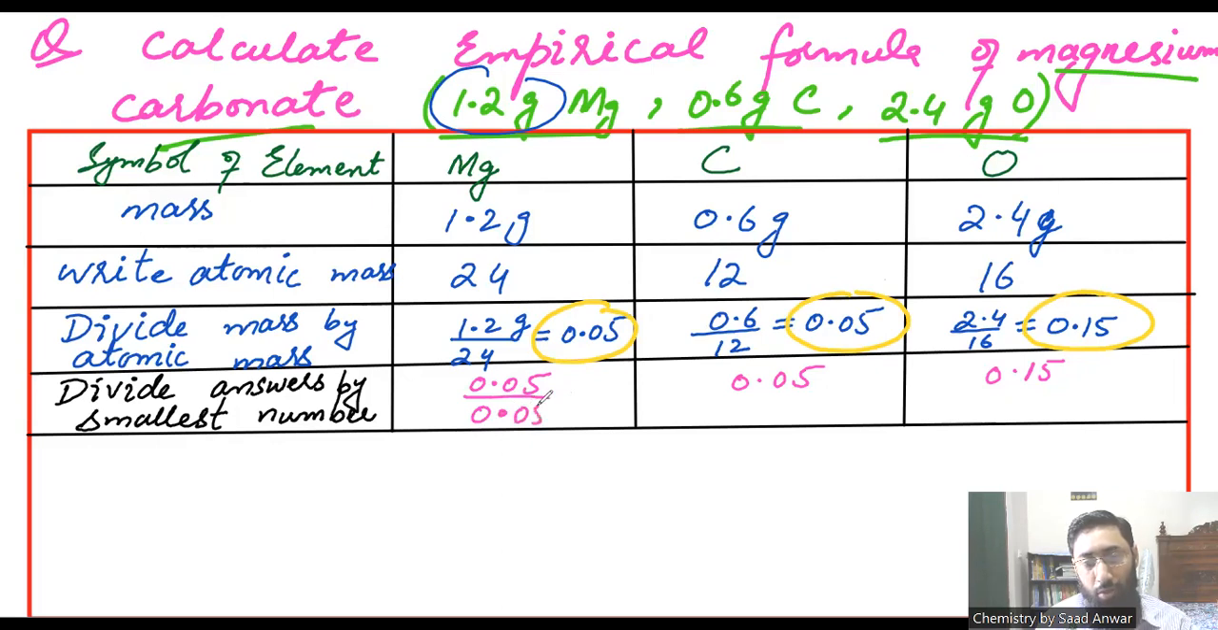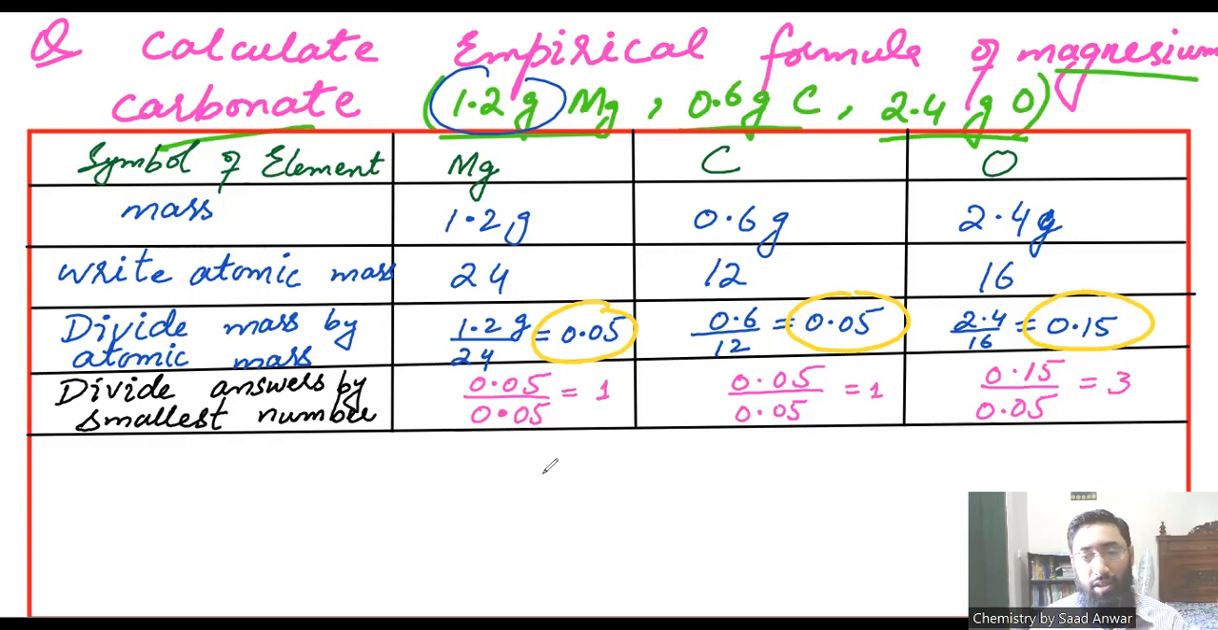When you divide 0.05 with 0.05, you will get 1. Divide again this 0.05, you will get 1. And when you divide 0.15 with 0.05, you will get 3. So this is the final step. The game is finished now.